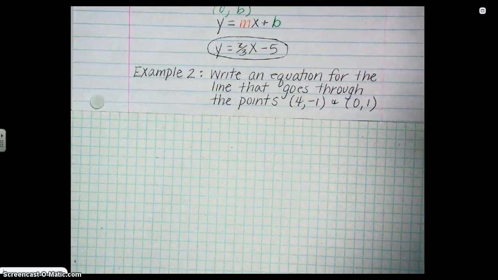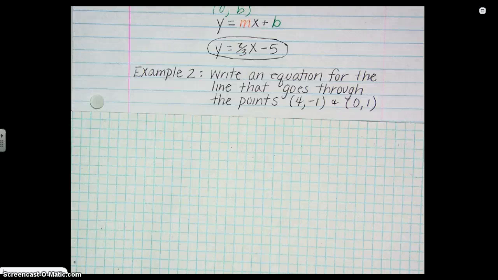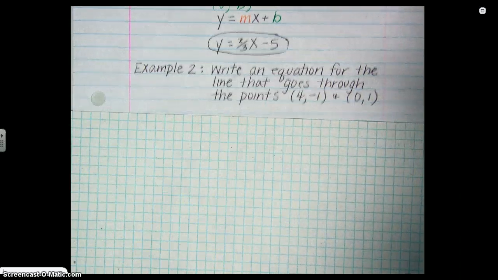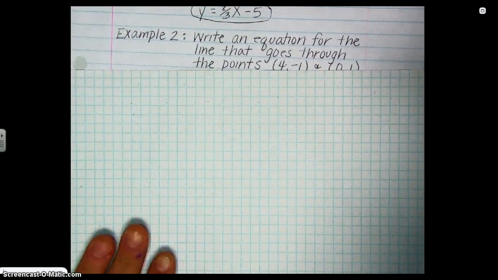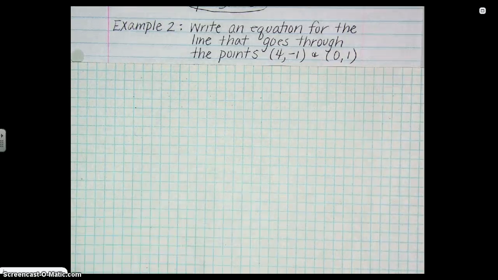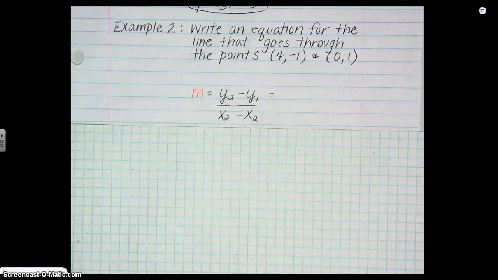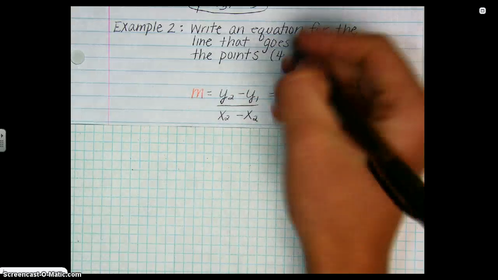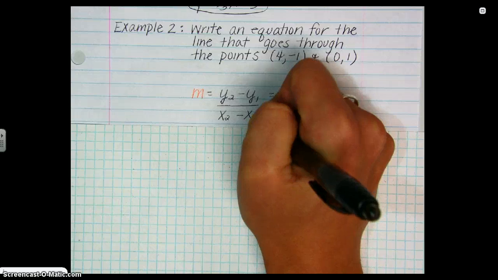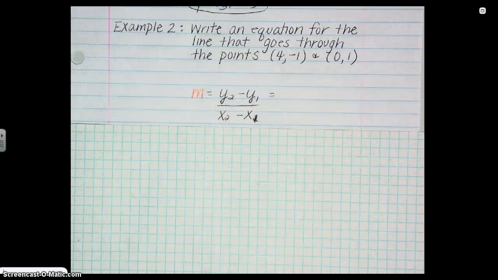In the second example, rather than being given the slope and the y-intercept, we're given 2 points. We're told to write an equation for the line that goes through the points (4, -1) and (0, 1). So once again, our first step is always to find the slope. Because we're given 2 points, we can use the formula y2 minus y1 over x2 minus x1. Or I'm sorry, this should be x2 minus x1.